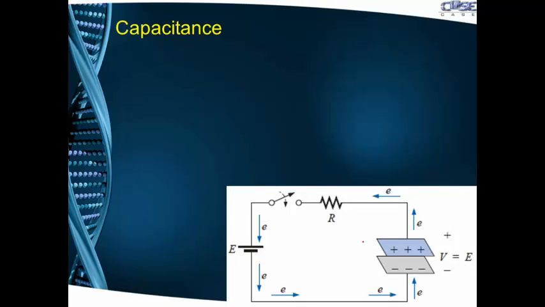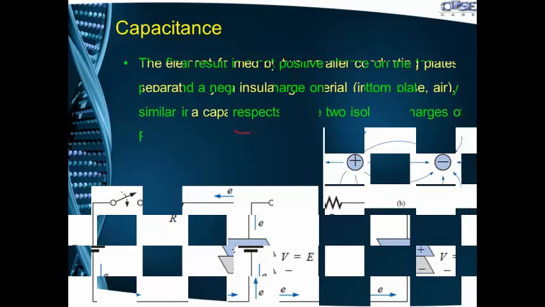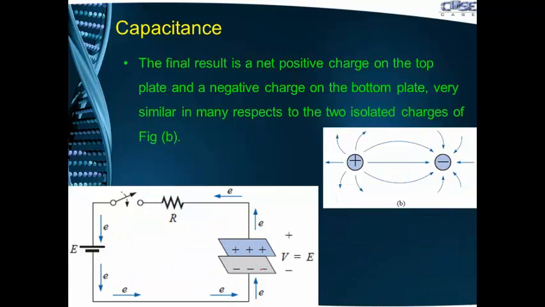The element formed by two parallel conducting plates separated by an insulating material, in this case air, is called a capacitor. These two plates are not touching each other; rather, there is an air gap between them.